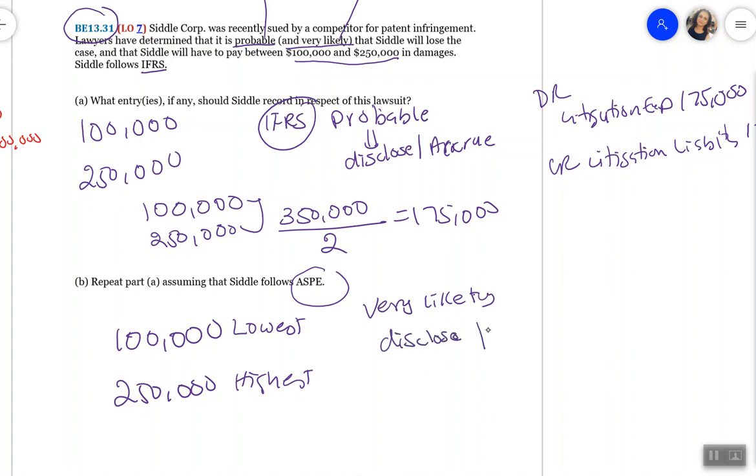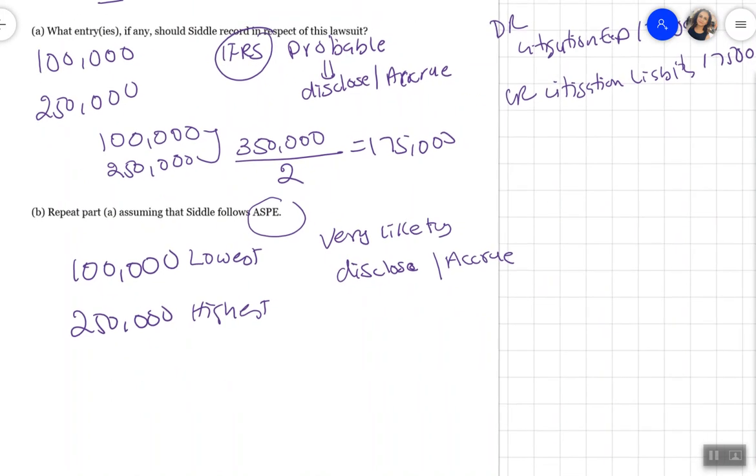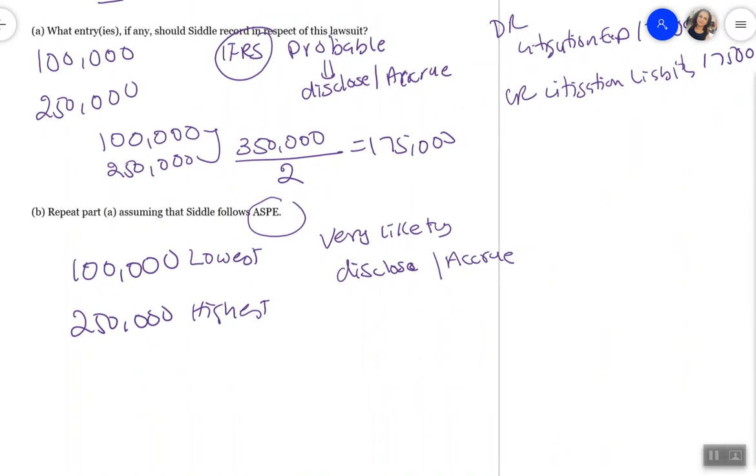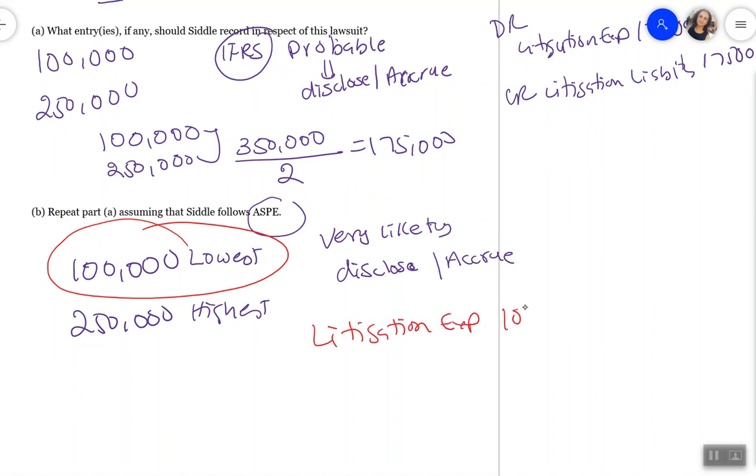And if you're disclosing, we want to know, are we going to accrue it? Yes, we are going to accrue it. What amount are we going to accrue? In this case, if we're following the ASPE standards, we are going to be accruing the lowest amount. Our entry will be litigation expense of 100,000 and litigation liability of 100,000.